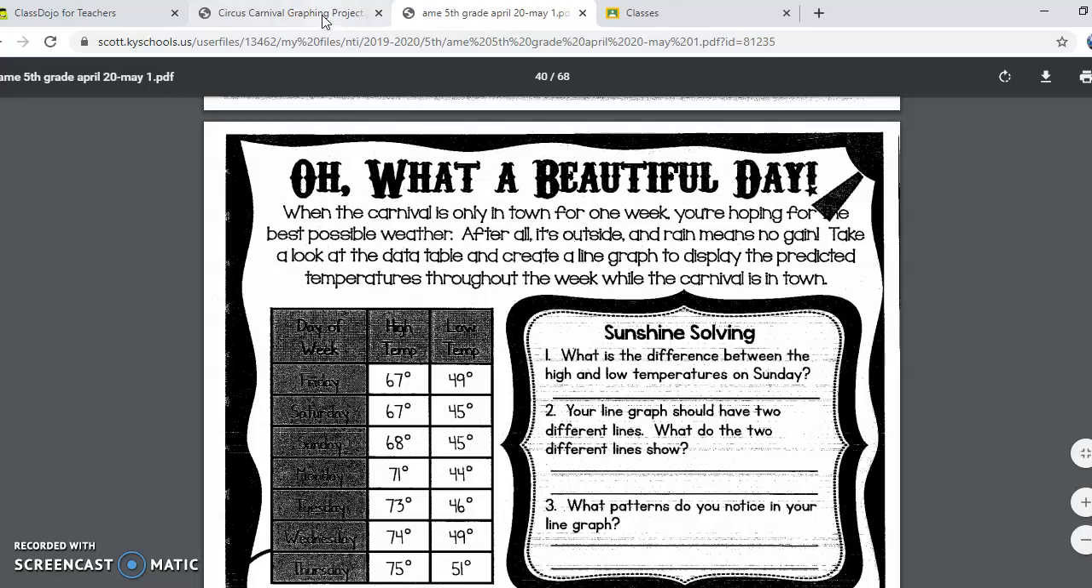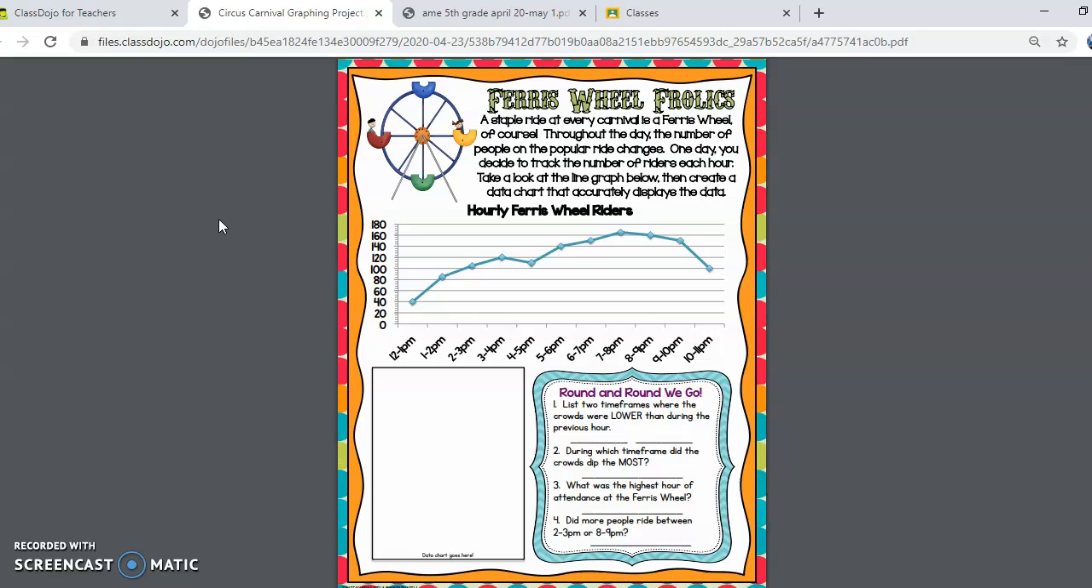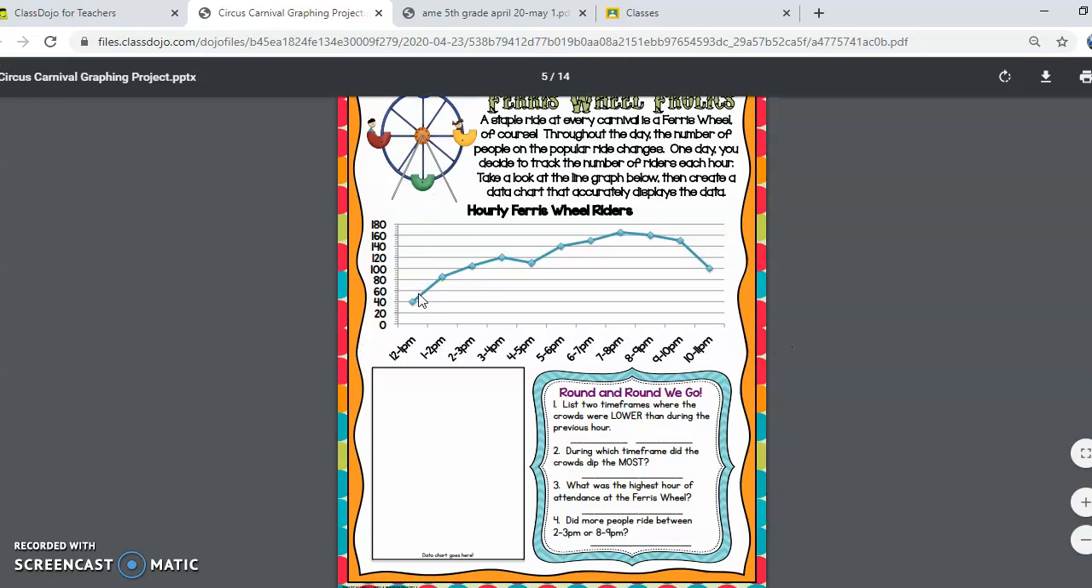So if you go to the packet that I uploaded, it has things in color and it's a little bit easier to read. So here you have your graph that's showing you the hourly Ferris wheel riders information, and it's hourly on your x-axis. X-axis goes across, y is vertical. So when it's between 12 and 1 p.m., there are 40 riders. Between 1 and 2 p.m., you have a little bit over 80, and so on. Then your data chart goes here.